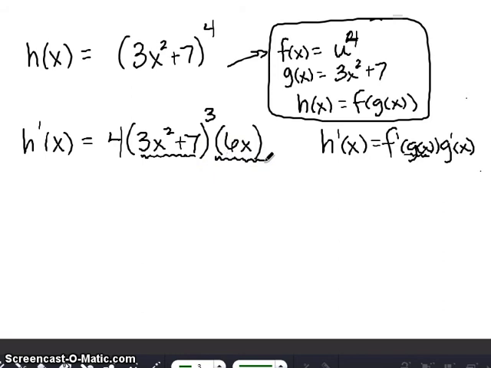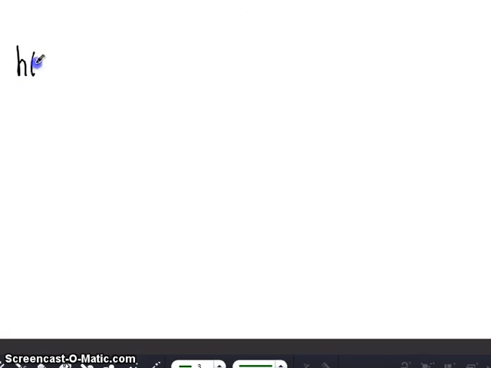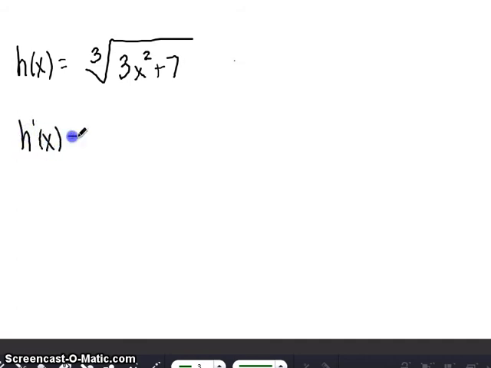So another place where we can see this is kind of similar. If we have something like h of x is equal to, I don't know, the 3rd root of, we'll just keep the same thing, 3x squared plus 7. It's kind of the same idea as what we just wanted to do, because we can't take a derivative of a radical. We have to get rid of the radicals by using powers. So when we rewrite this, we'd have 3x squared plus 7 to the 1/3 power.